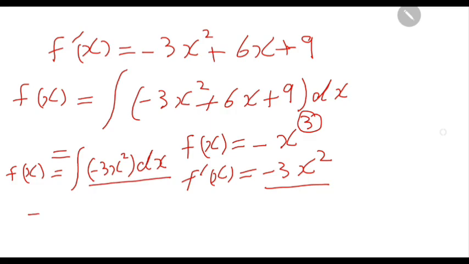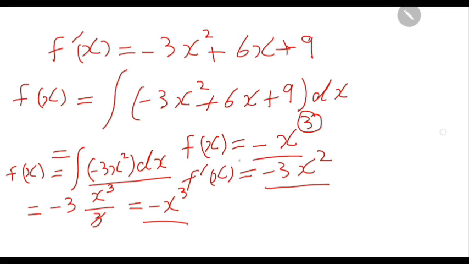So we integrate -3x power 2 with respect to x. The coefficient -3 I'm going to leave just like this. In x power 2 I add 1, it becomes x power 3, and then I divide by the same power, which is 3. Simplify: 3 divided by 3, only -1 is left. So the answer is -x power 3. Can you see? We go back to the original function f of x.